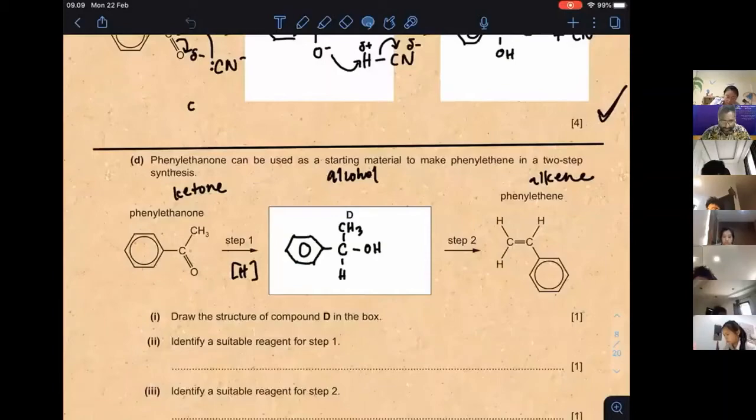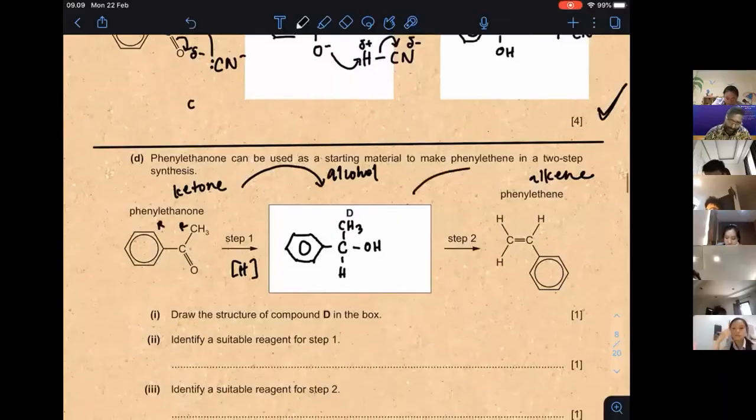Continue from here. So you can see the phenylethanol can be used as a starting material to make phenylethene in a two-step synthesis. From what I can see here, it's a ketone. One R group, another R group, it is a ketone, and then you are going to change to something, and then that something is going to be changed into alkene. You can see the alkene double bond.